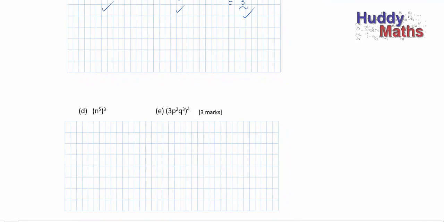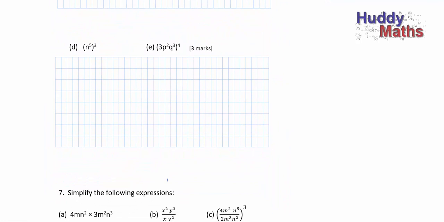Right, coming down, a couple more down here. A power raised to a power, you multiply the powers together. 5 times 3 is 15. And then this one, oh, lots of work here, that's why it's worth 3.